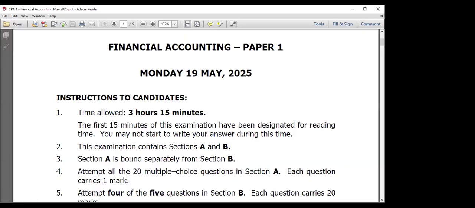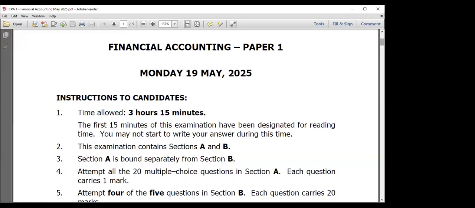And each question carries 20 marks. Remember section A, you had 20 compulsory multiple choice questions. So that is 20 marks plus the 4 questions at 80 marks, 100%.